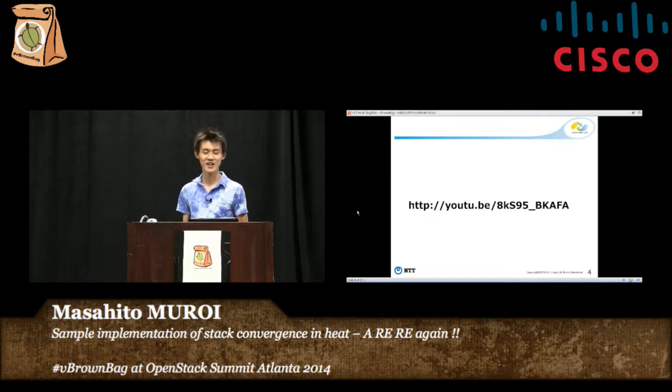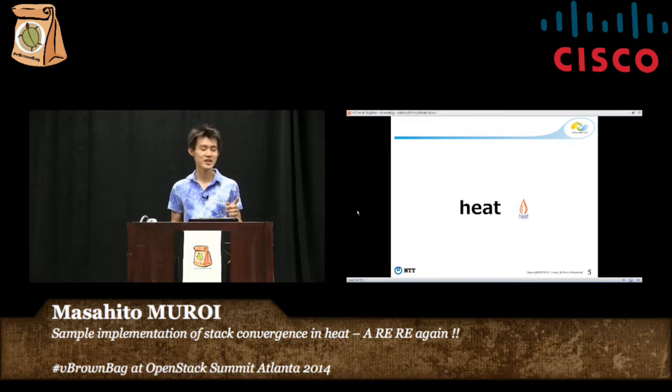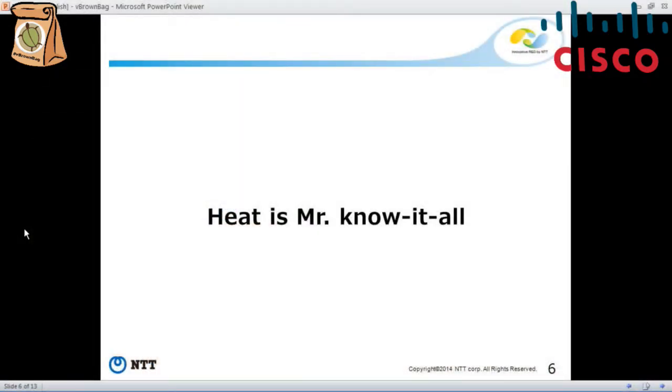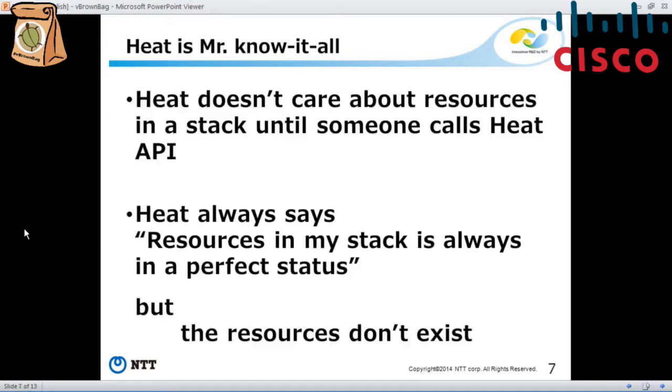The target of this "Arra" is Heat. So I'll show you one thing, an "Arra" in Heat. What's that? Heat is Mr. Know-it-all. Heat doesn't care about the resources in the stack until someone calls the Heat API. So Heat always says, oh, I know, of course, the resources in my stack are always in a perfect status. But the resources in the stack sometimes don't exist. I'll show you a quick example.